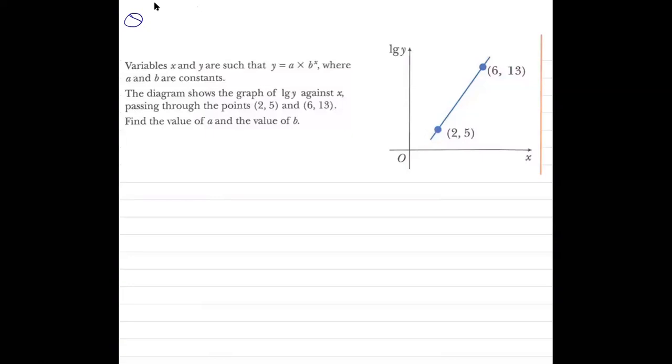Variables x and y are related by y equals a times b to the power of x, where a and b are constants. The diagram shows a graph of lg y against x. So that's your capital Y, lg y. We are going to first of all find the gradient, which is going to be 13 minus 5 divided by 6 minus 2. Is the gradient coming out to be 2? Yeah.